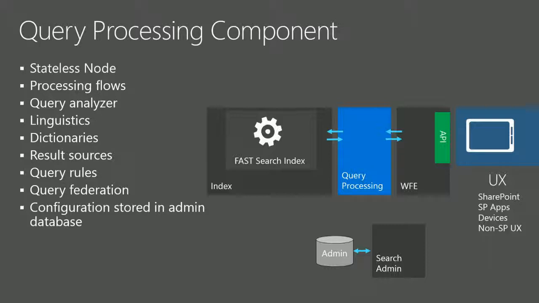So next, we issue the query from the web front end, whether it's through an API or through the Search Center, even a content by search web part, and it goes to the query processing component. That's a stateless node. Much like the CPC, it uses processing flows, so it sends data through a pipeline that's analyzing the query, determining the language, word breaking and stemming, doing any dictionary mapping such as synonyms, for example. Items go through the result sources, any relevant query rules are fired.